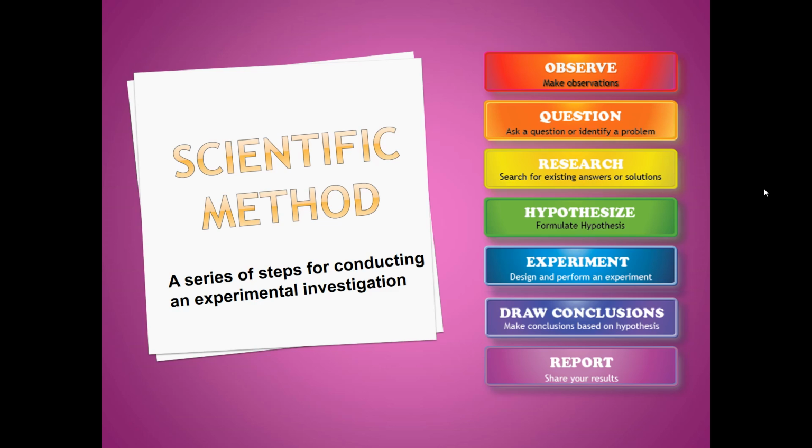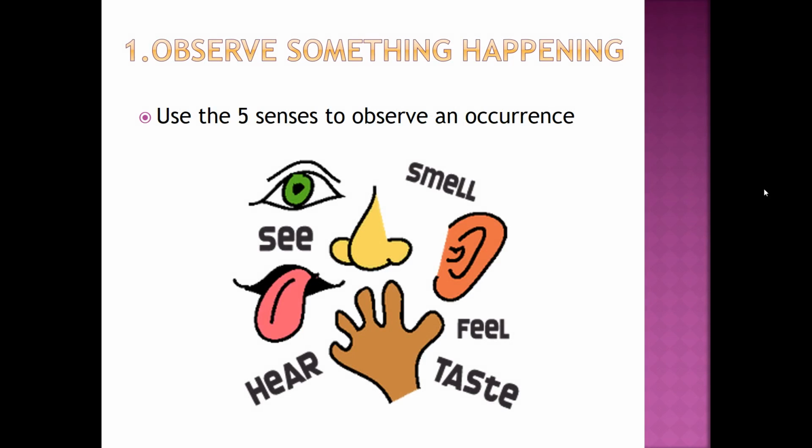We're going to observe, we're going to question, research, hypothesize, experiment, draw conclusions, and finally we're going to report our conclusions. And this is all a part of the process of the scientific method. So the first one, observe. We're going to observe something happening.